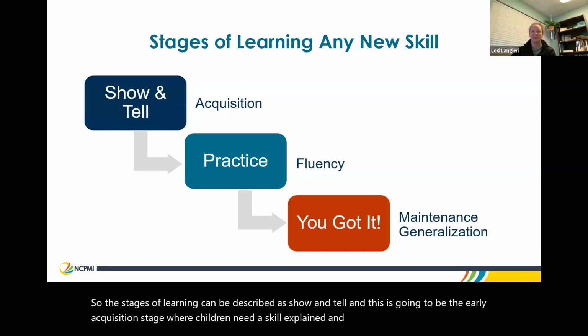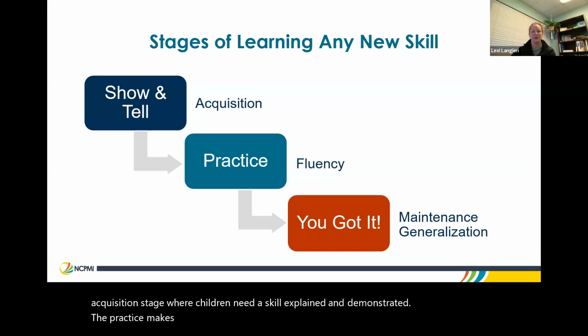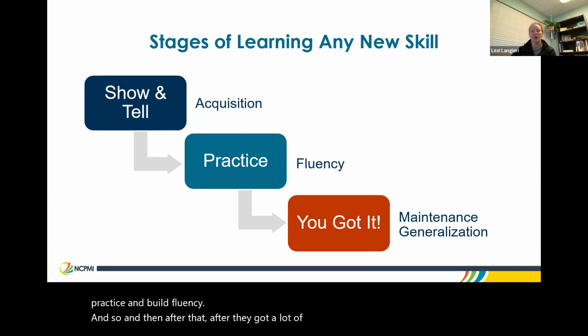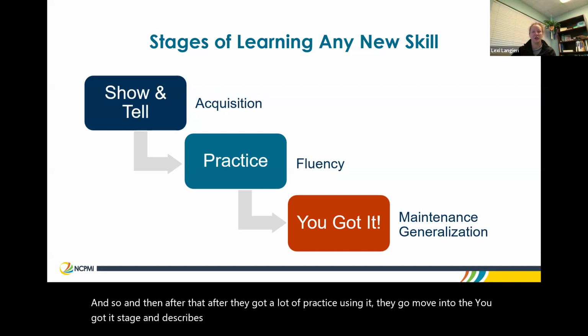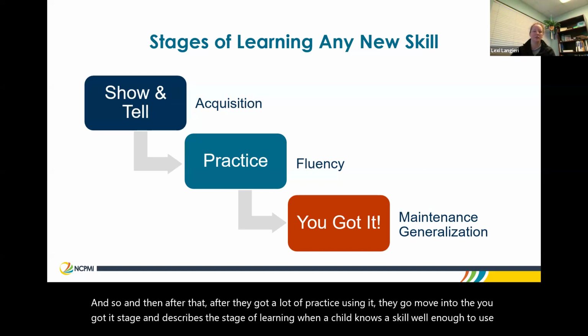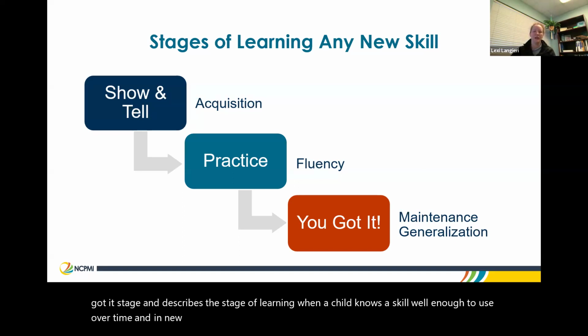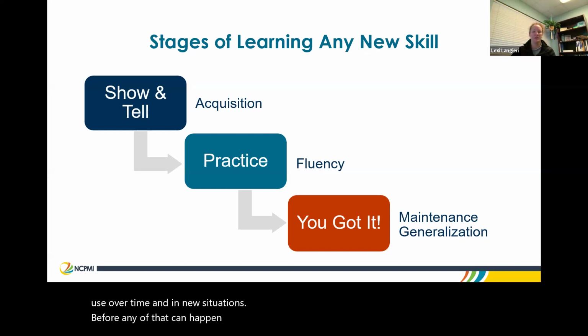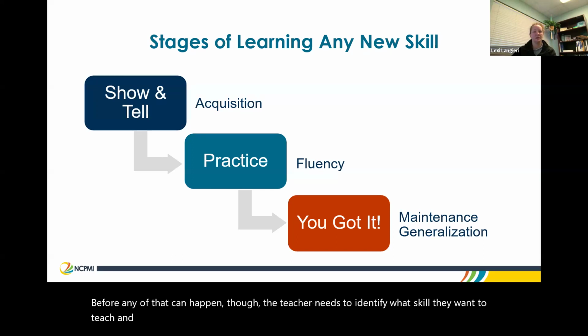Practice makes perfect refers to the need to have many meaningful opportunities to practice and build fluency. And then after they've had a lot of practice using it, they move into the you got it stage. It describes the stage of learning when a child knows a skill well enough to use over time and in new situations. Before any of that can happen, though, the teacher needs to identify what skill they want to teach and then plan for those skills.